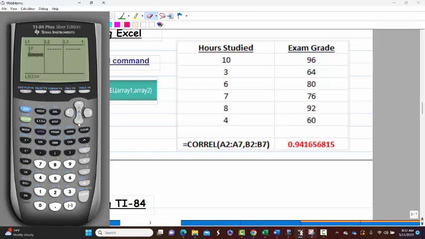10, 3, 6, 7, 8, 4. And we have 96, 64, 80, 76, 92, 60.